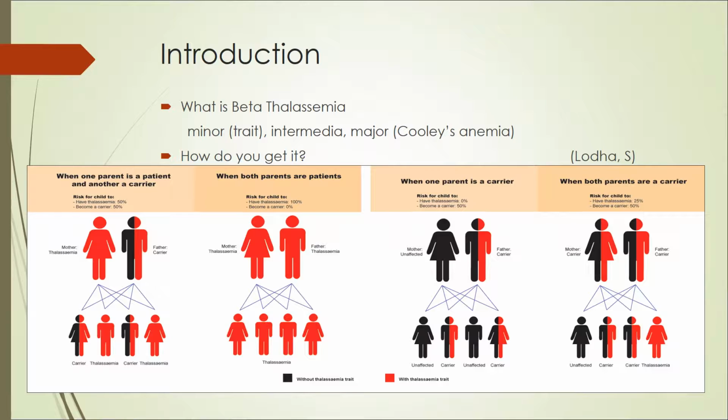Now, if you inherit one mutated gene from each of your parents, like in couple number 2, where both mother and father are carriers, of their 4 potential offspring, 2 of them will be carriers, and 1 of them will express thalassemia major. Now, thalassemia major is normally detected within the first 2 years of life because of the severity of the symptoms and the growth restrictions associated with it.